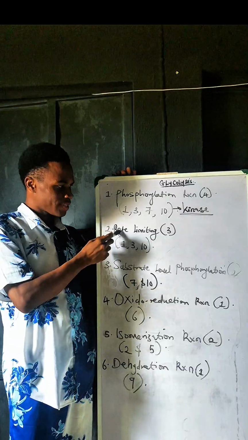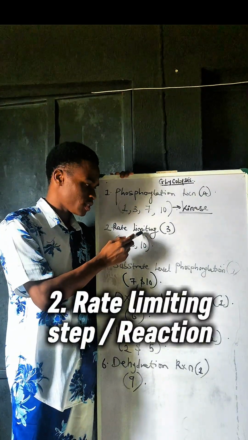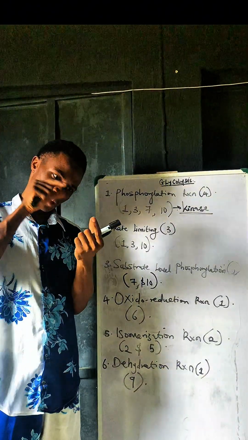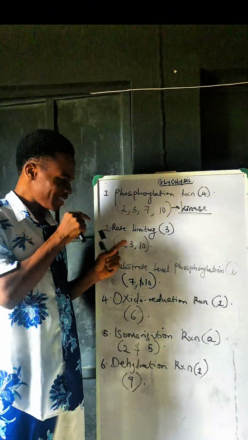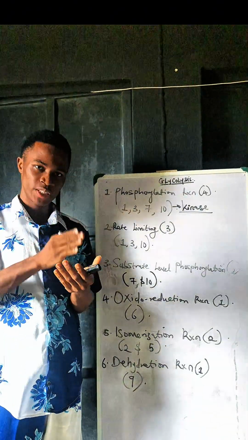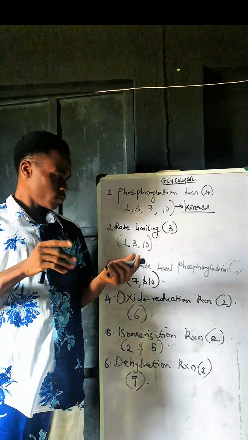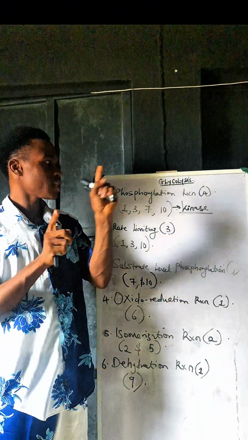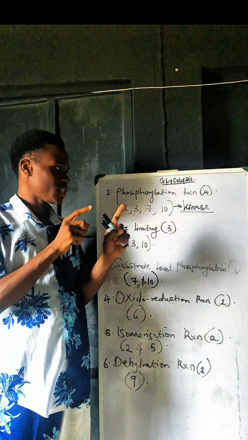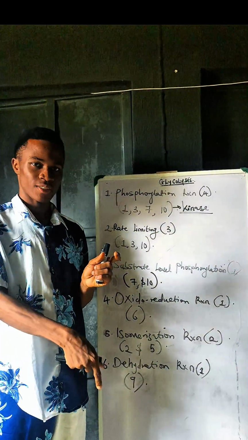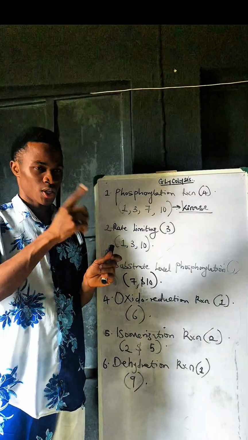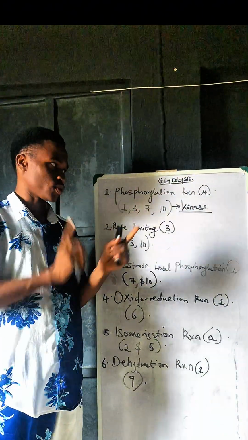Then we talk about the rate limiting step, or the rate limiting reaction. This is just the step that without that particular step, nothing will occur in glycolysis. If it is inhibited, glycolysis will no longer occur. And also, it is this rate limiting step that differentiates glycolysis from another pathway, gluconeogenesis, which is synthesizing glucose from scratch, starting from its breakdown product, pyruvate, or starting from any other molecule, to give you glucose.